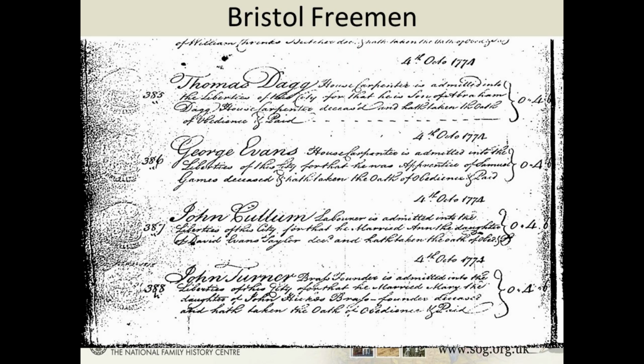These 1774 extracts from the Bristol Burgess books from the Bristol Archives show how various men became freemen. Thomas Dagg, a house carpenter, was admitted to the liberties of the city as he was the son of Abraham Dagg, deceased, also a house carpenter. George Evans, a house carpenter, was admitted to the liberties of the city as he was apprenticed to Samuel Games. John Cullum was admitted because he married Anne, the daughter of David Evans, a tailor. John Turner, a brass founder, was admitted as a freeman as he has married Mary, the daughter of John Hicks, a brass founder.